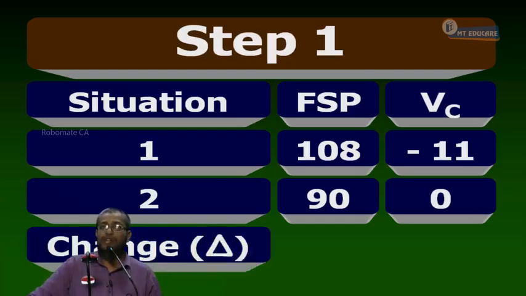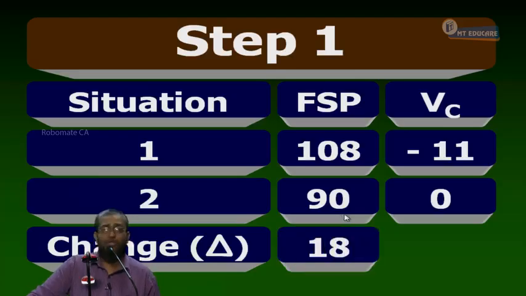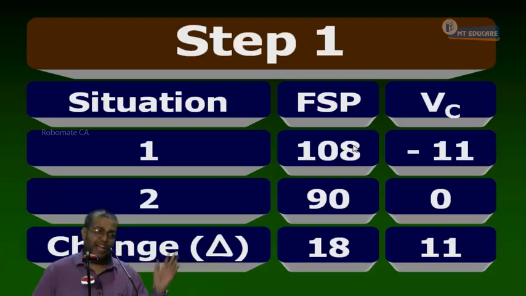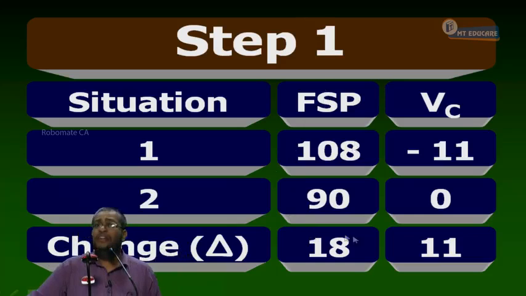Now, change. When the FSP changes by 18, forget the sign and all. The FSP is how much base here? 18. The call changes by 11. Sign insensitive, I'm just seeing only that change. Change can be upward or downwards. FSP changes by 18, the call changes by 11. So this 11 is change in VC, this 18 is change in FSP. Follow the steps alone, logic later.